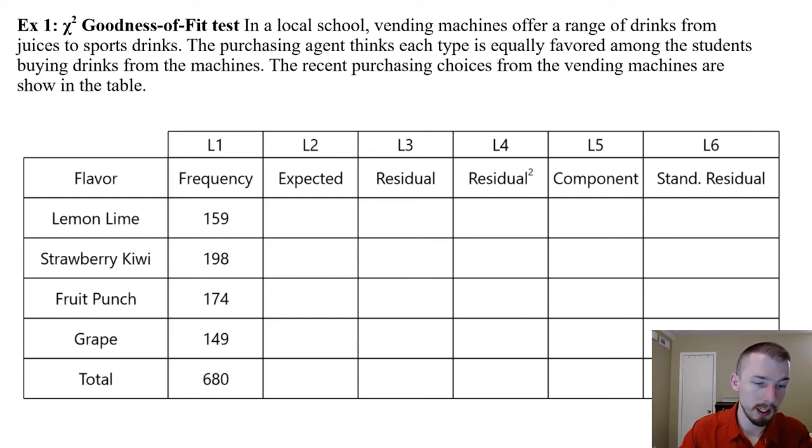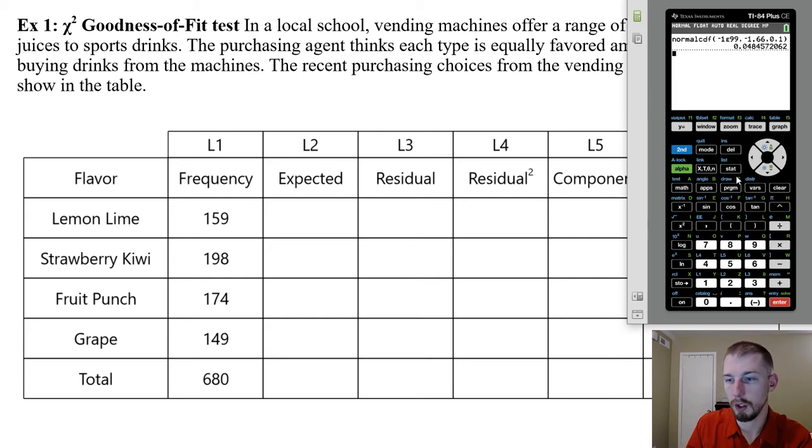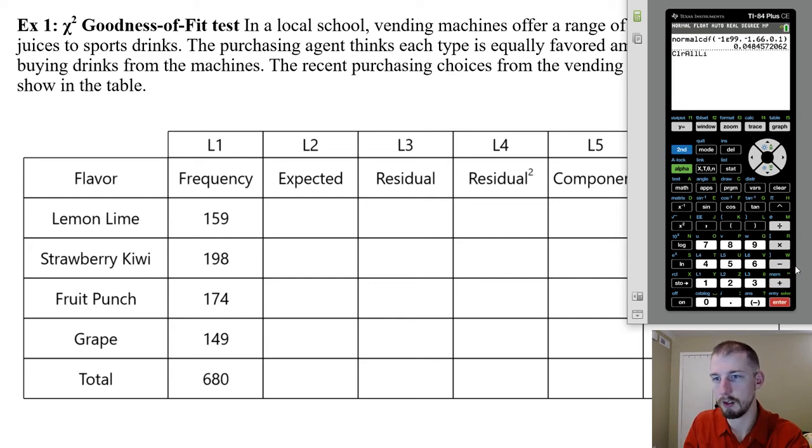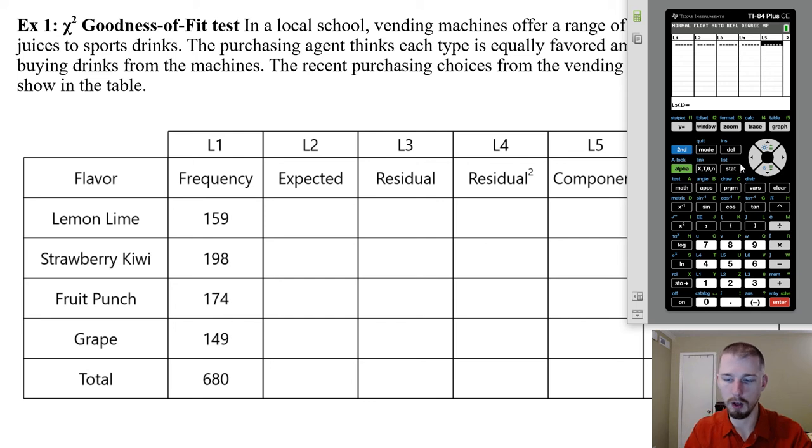So we're going to put this data into our calculator. We're going to go to stat and edit, and I've got a bunch of stuff already in my calculator, so I'm going to clear that out. So second memory, clear all lists. Okay, so in list 1, I'm going to put all of my counts, which is 159, 198, 174, and then 149. There's just 4 of them, so we would have 3 degrees of freedom, because once I know 3 of them, I can figure out the 4th one, regardless of what that was. All right, so those are my frequencies.